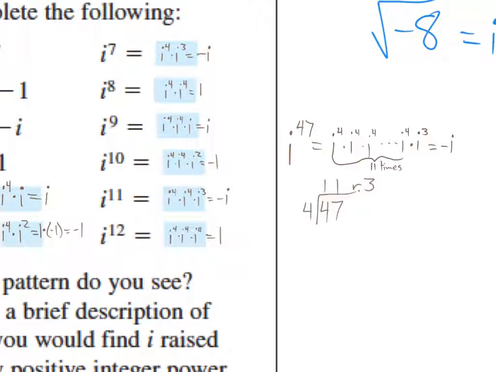So if you have a remainder of 0, then it's 1. If you got a remainder of 0, that means you have a whole number of cycles, which means you ended up right on 1. Good.